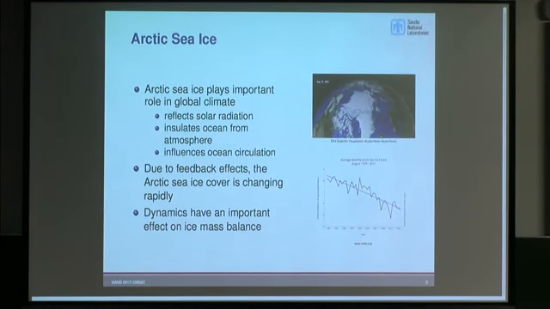So I'm going to start from the big picture and look at some motivation. Why are we really interested in modeling ice for climate? The main thing is that sea ice plays an important role in regulating global climate. It reflects solar radiation, it insulates the ocean from the atmosphere, and it can influence ocean circulation and wave action as well. We know that the Arctic is changing rapidly due to feedback effects.